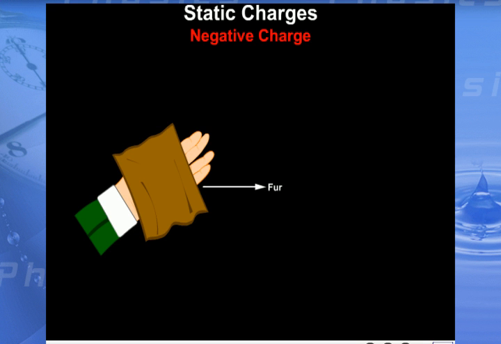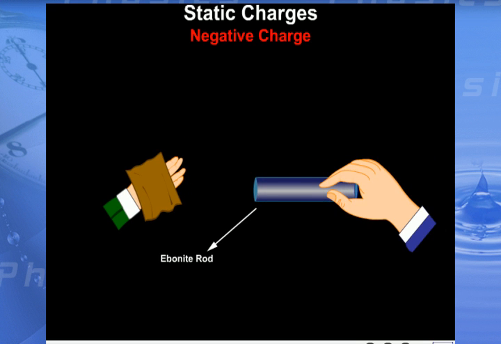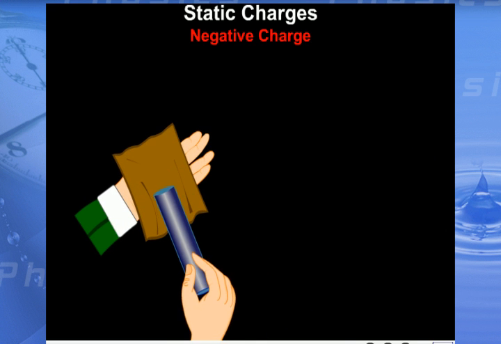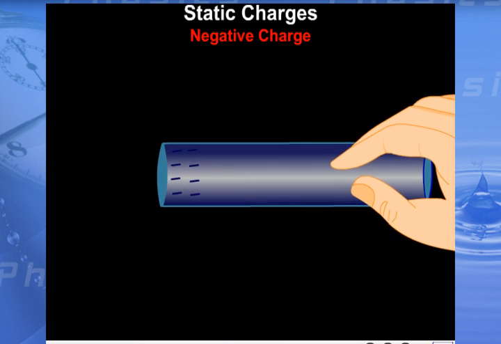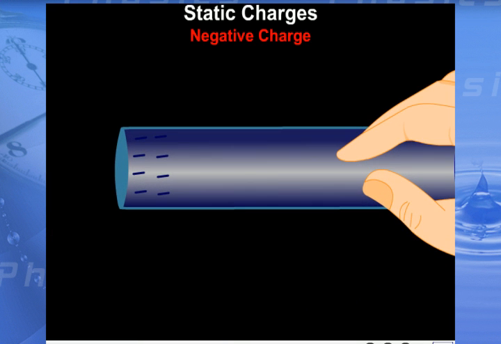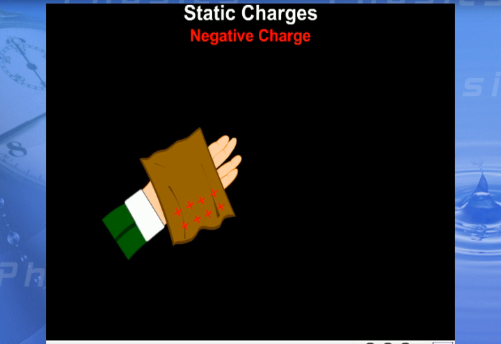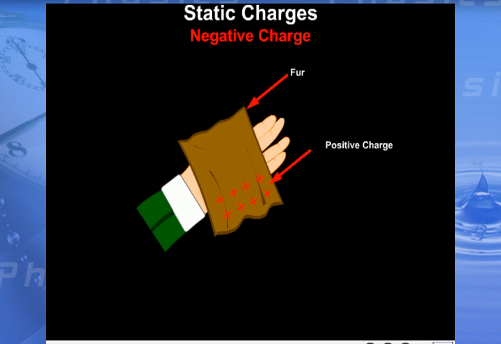Take a fur cloth and an ebonite rod. Now, the ebonite rod is rubbed with the fur cloth. After rubbing the ebonite rod with the fur cloth, the ebonite rod acquires negative charge and the fur acquires the same amount of positive charge.